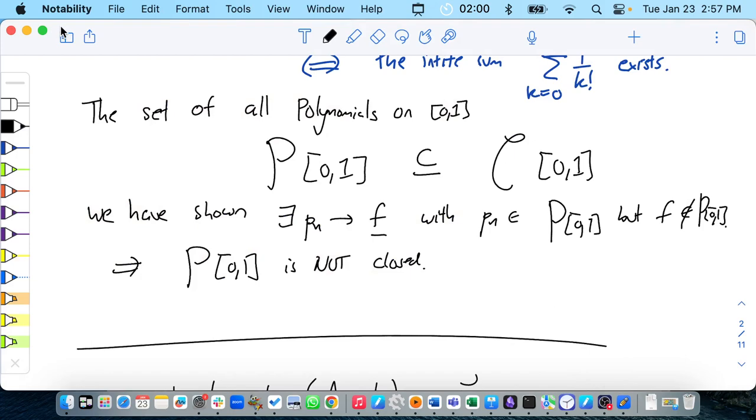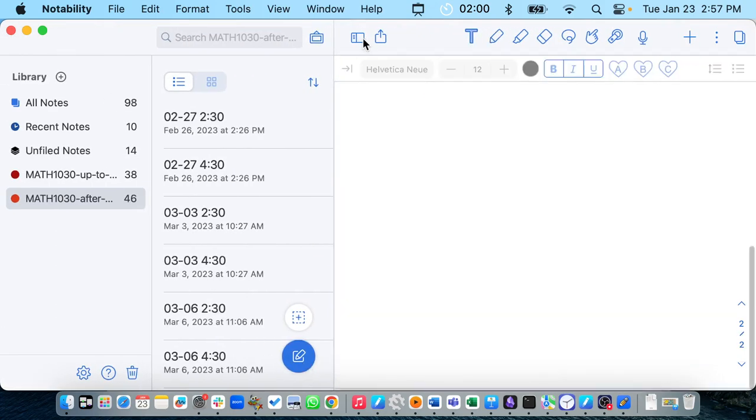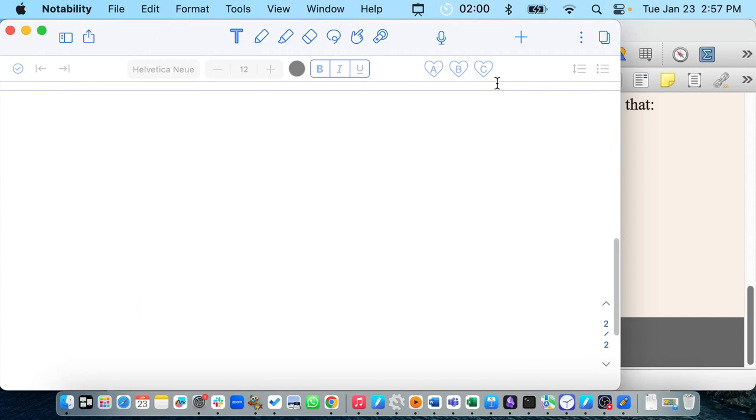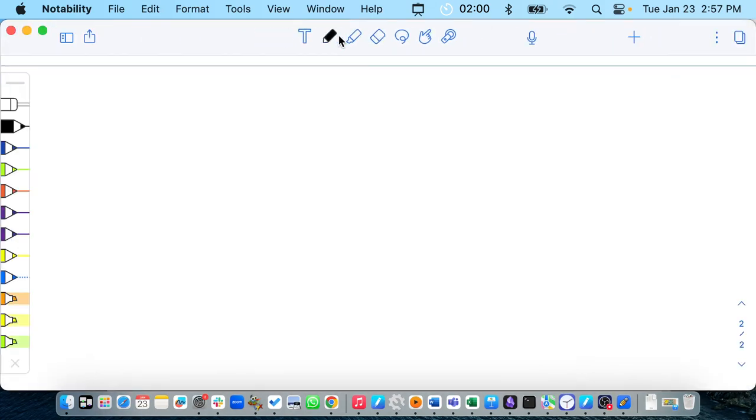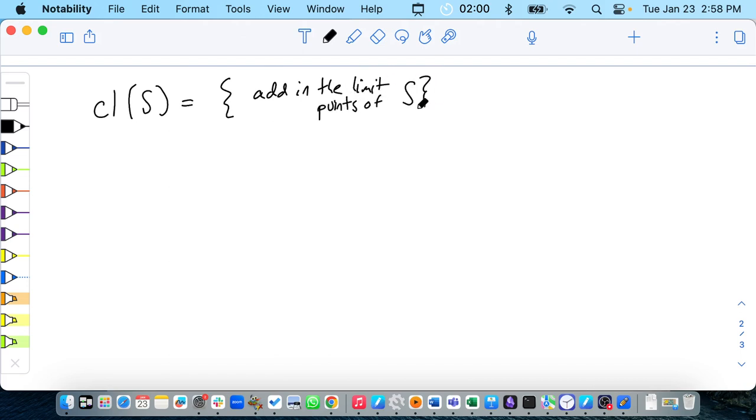And I'm going to make a new note because we're running out of space here. So the closure of some set S, it's two things. It's S and you add in the limit points of S. And this is why we love the blackboard, because we can just be kind of informal. You saw the formal definition a minute ago. And it's also the intersection of all the closed sets that contain S. And I'll give you an example here.